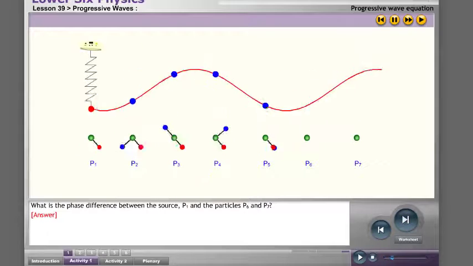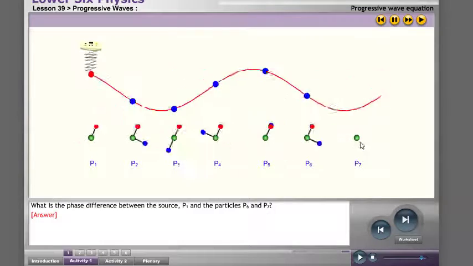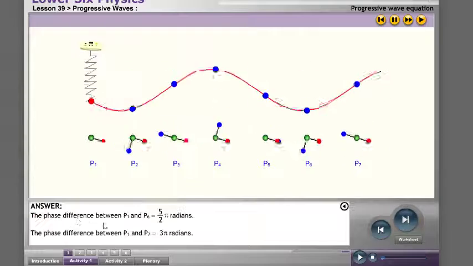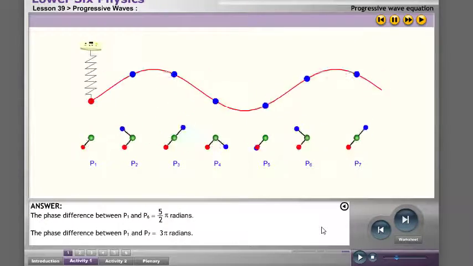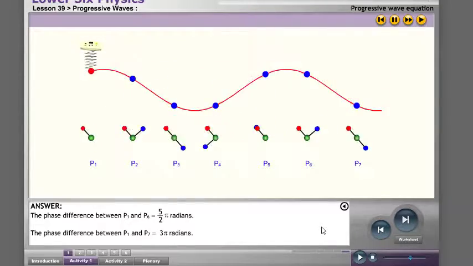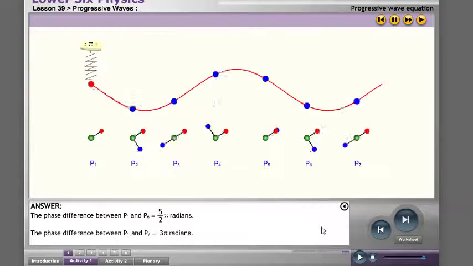What is the phase difference between the source P1 and the particles P6 and P7? Answer: the phase difference between P1 and P6 equals 5 over 2 times pi radians. The phase difference between P1 and P7 equals 3 pi radians.